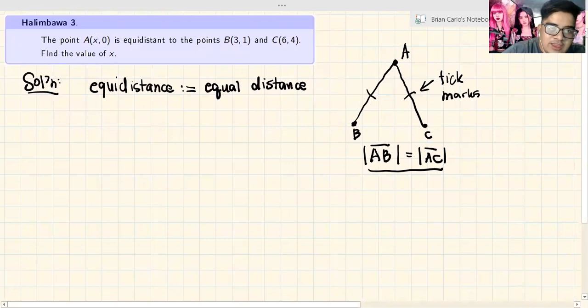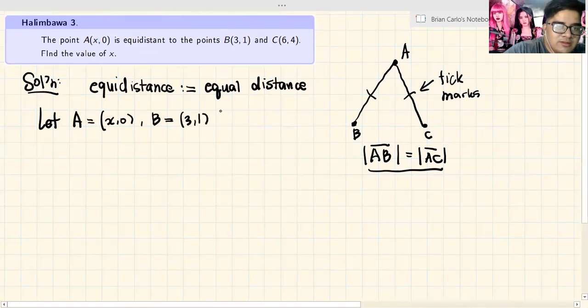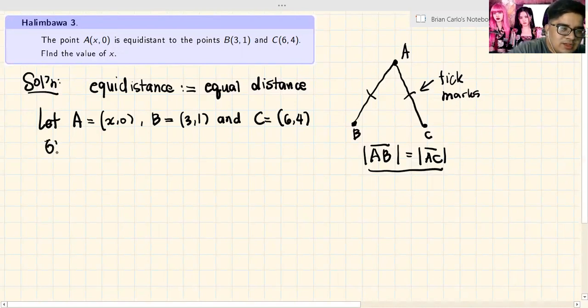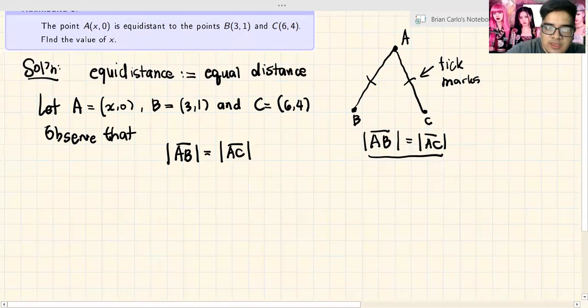Ngayon, i-emphasize muna natin yung problem. Let A be equal to x comma 0, B be equal to 3 comma 1, and C be equal to 6 comma 4. Yun yung given points natin. Observe that, sabi sa problem, yung distance between segment AB is equal to the distance between segment AC. This is our working equation.